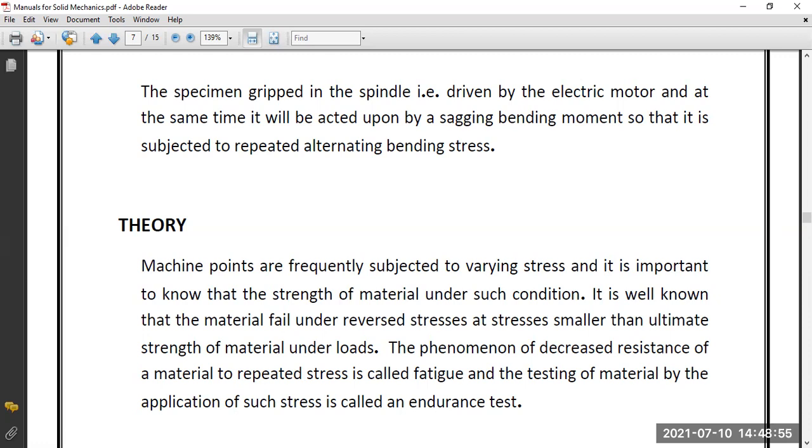Actually, when we are pressing a nail with a hammer, you find that it will go inside the ground, but it will not bend itself. Right? The phenomenon of decreased resistance of the material to repeated stress is called fatigue, and the testing of the material or the application of such a machine is known as endurance testing.